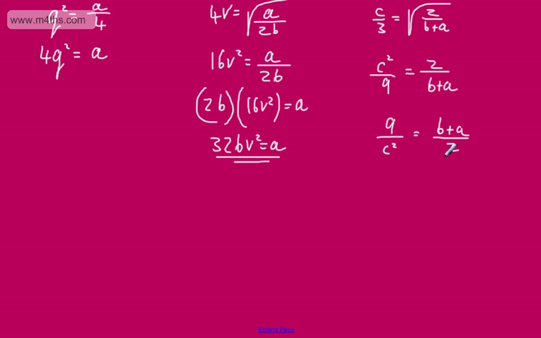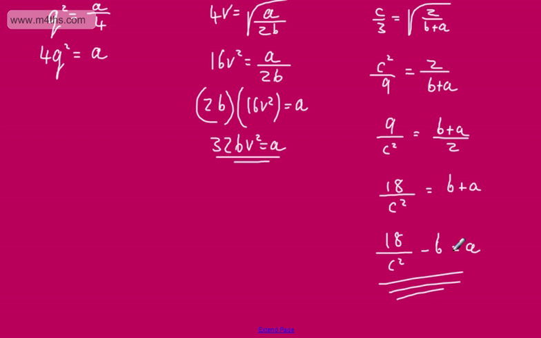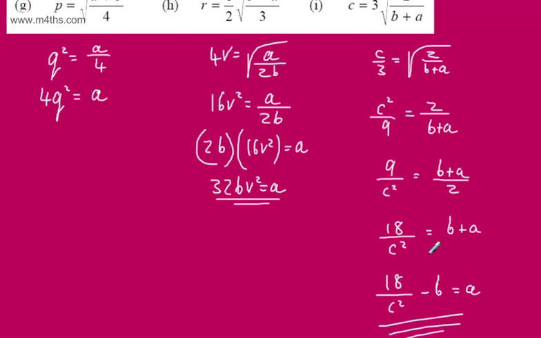At this stage, I still want to make a the subject. I've got now b plus a over 2, so I'm going to multiply both sides by the 2. That's going to give me 18 over c squared is equal to b plus a, and I'm simply going to subtract b from both sides. So 18 over c squared minus b will be equal to a, and a is the subject of the formula. You could go ahead and combine those fractions. We're not asked to, but you could do if you wanted.